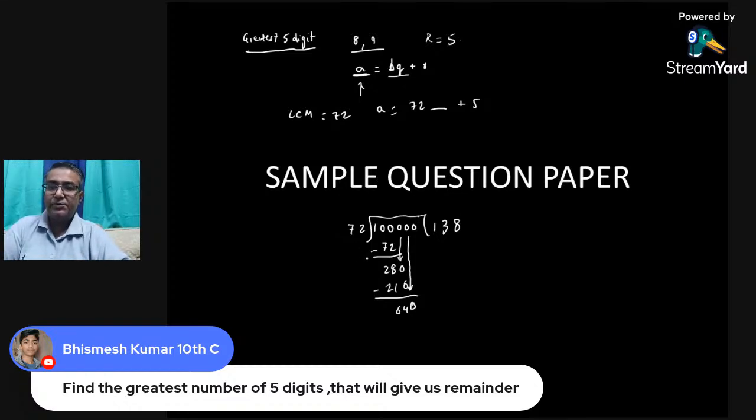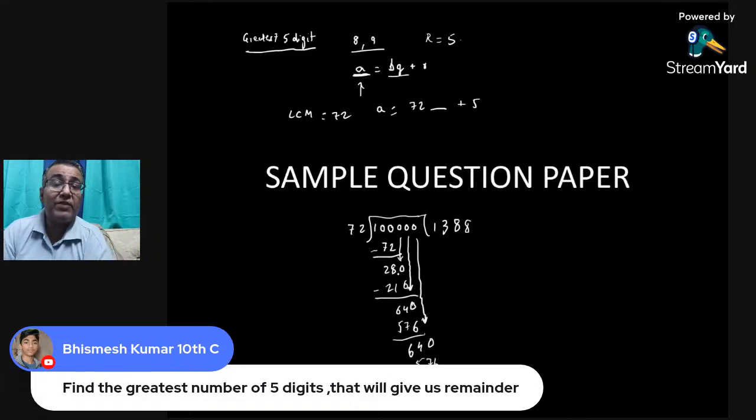So 8 times 2 is 16, and 1 carried forward, then 576. Can we take another 72 here? No, it will become too much. So we get 4 here, and then 13 minus 7 is 6, and we get 640 again by bringing this down. So this again will be 576, and we get a remainder of 64.